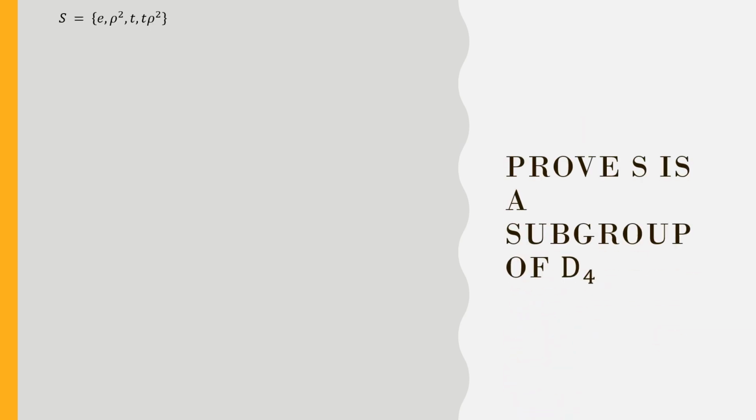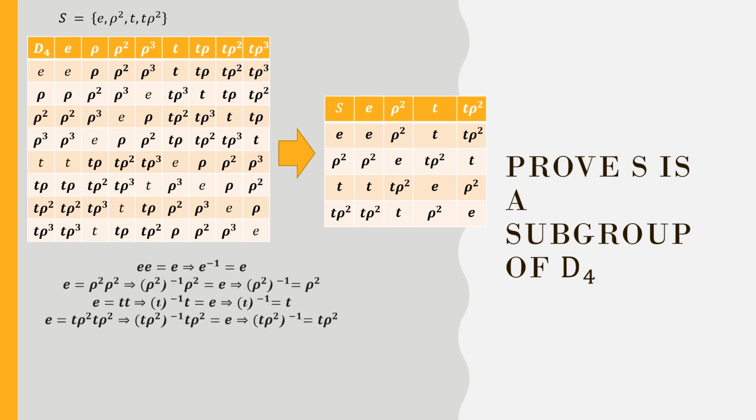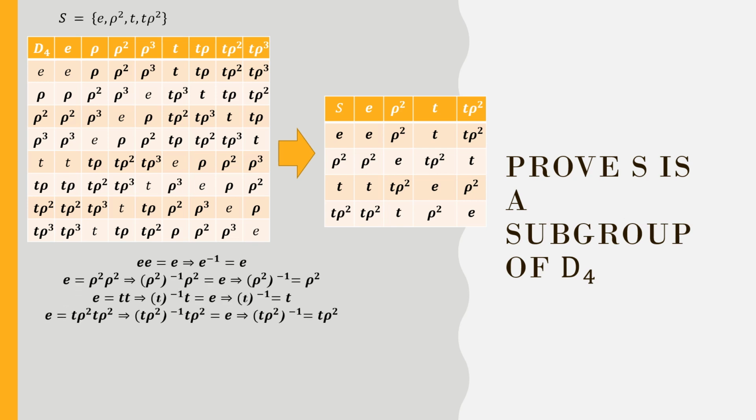Using the two-step subgroup test, all elements of S are elements of D4. It's therefore a subset. S is non-empty as it has elements in it including the identity element, and it's closed under the operation multiplication. S is also closed under inverses. This means S is a subgroup of D4.